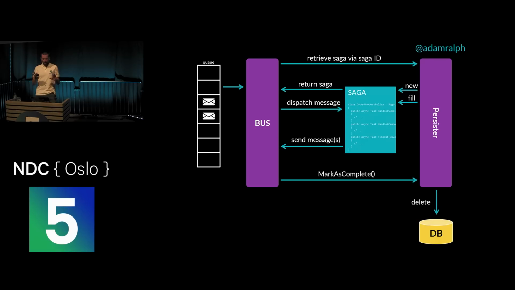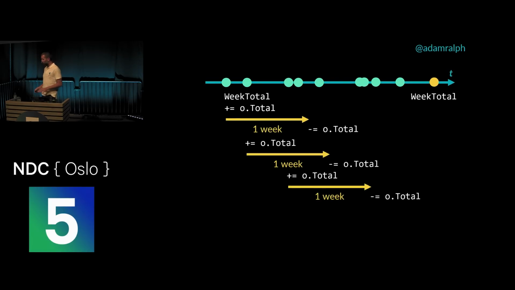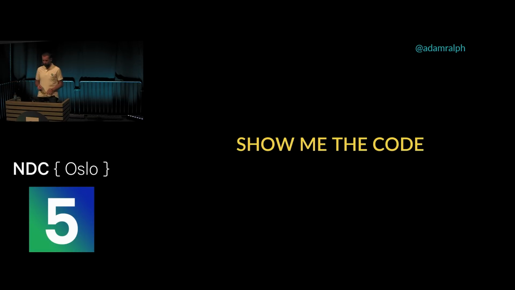So now that we know more or less how a Saga works, if we go back to our use case, how can we use the Saga for our business use case? How can we actually achieve this? And importantly, how can we do this magic, do something in a week from now? So again, I think the best thing is for me to show you the code.